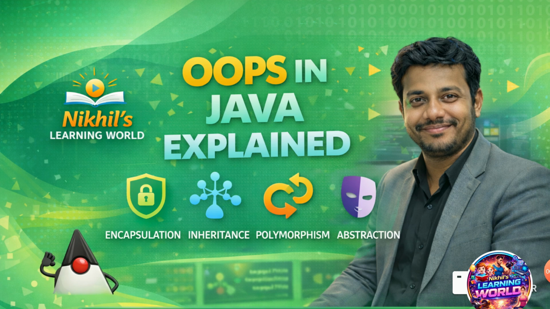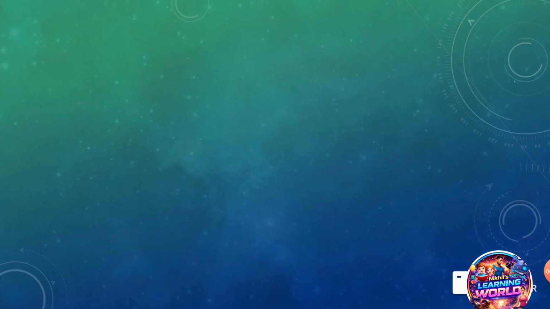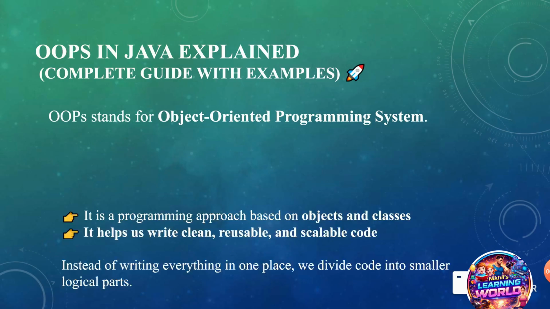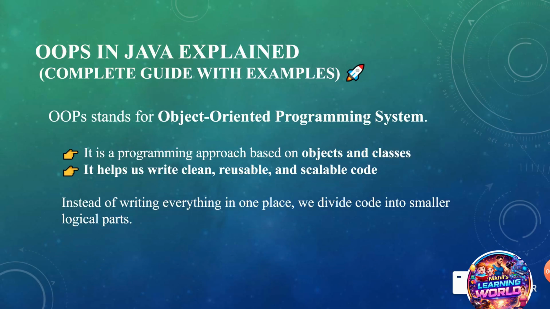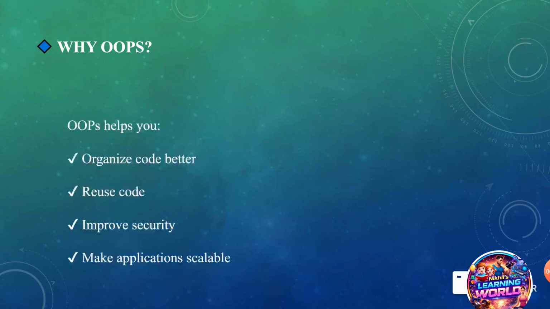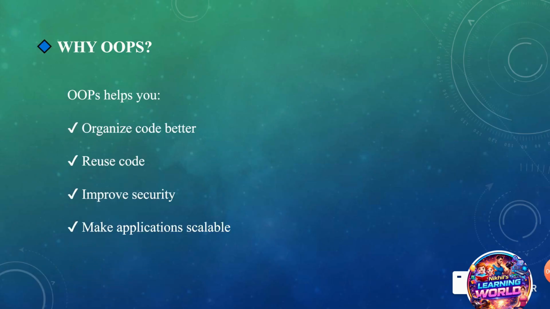So what will we learn in this episode? What is OOPS concept in Java? Understanding class and objects, and in OOPS there are four important pillars: encapsulation, inheritance, polymorphism, and abstraction. Then the basics of interface, constructor, and this keyword, and real world examples for better understanding.